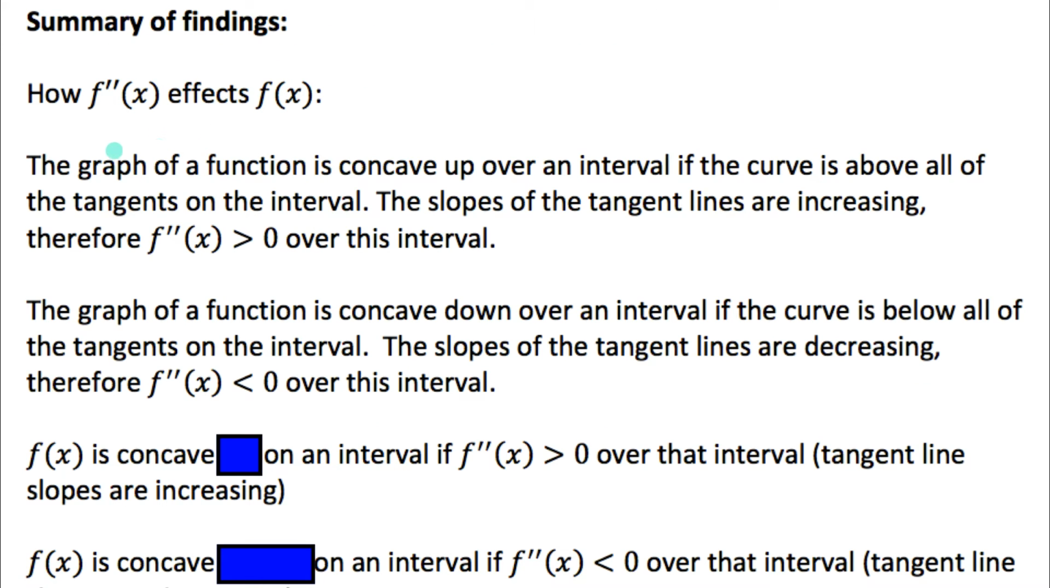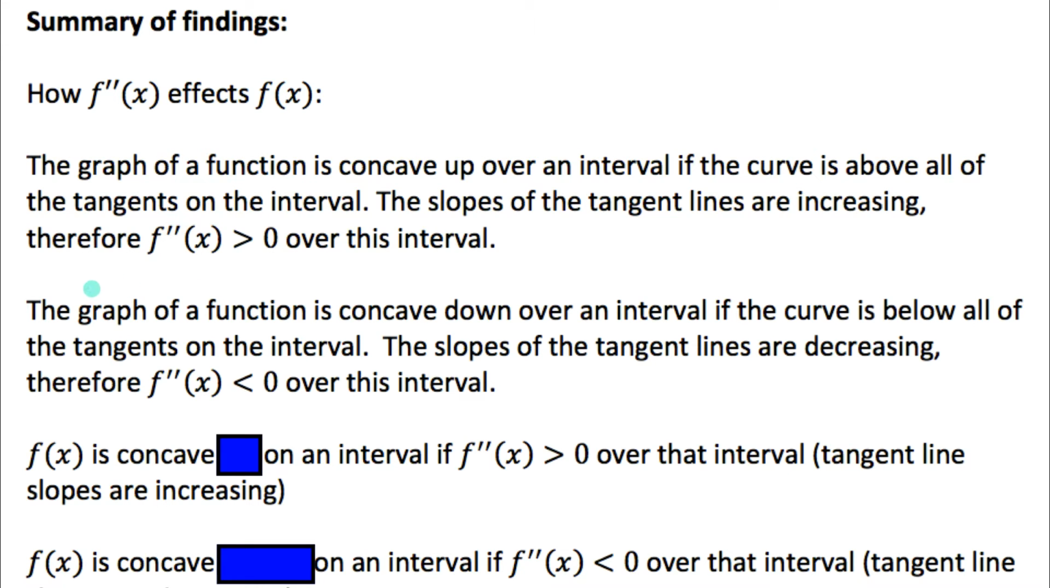Okay, let's summarize our findings. How is the second derivative related to the original function? So the graph of a function we say is concave up over an interval if, graphically speaking, the function is always above any tangent line you would draw on that interval. And algebraically, if we look at the slopes of the tangent line, so the slope of the original function, which is represented with the first derivative, if over that interval, those are all increasing, that would mean that the second derivative is positive over the interval.